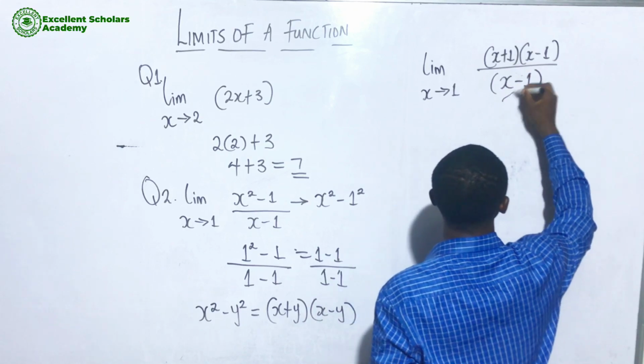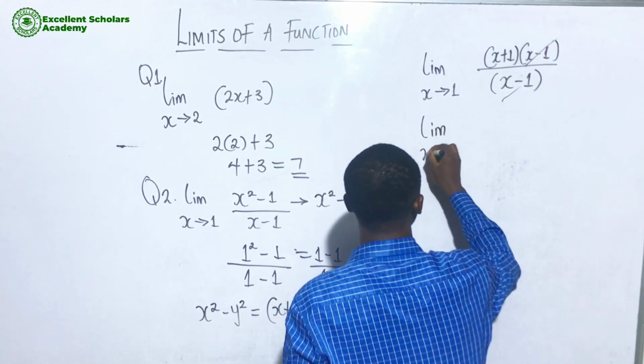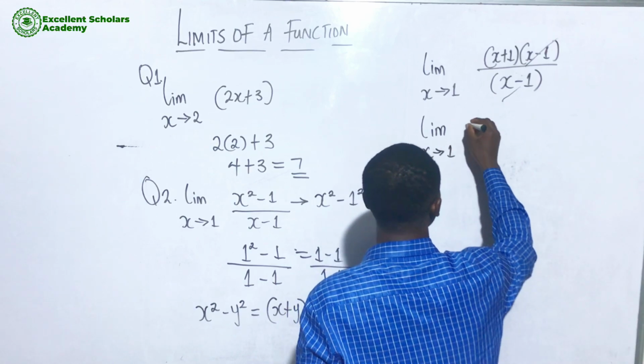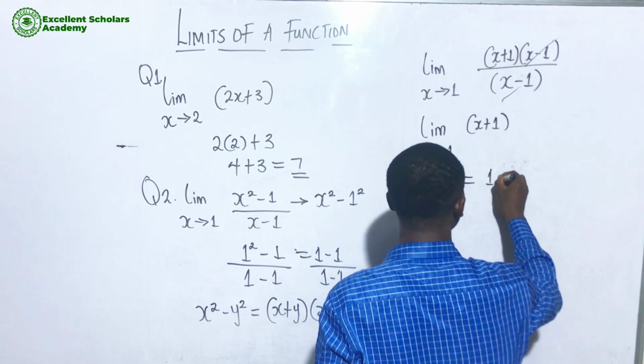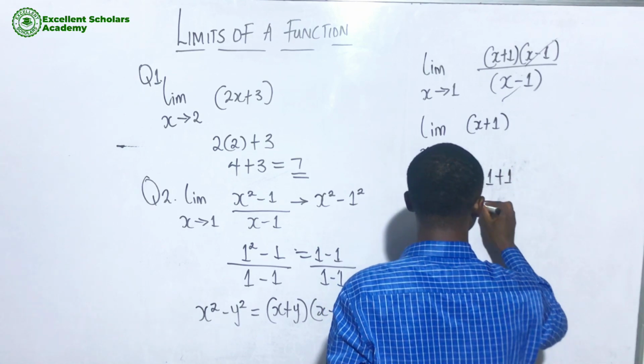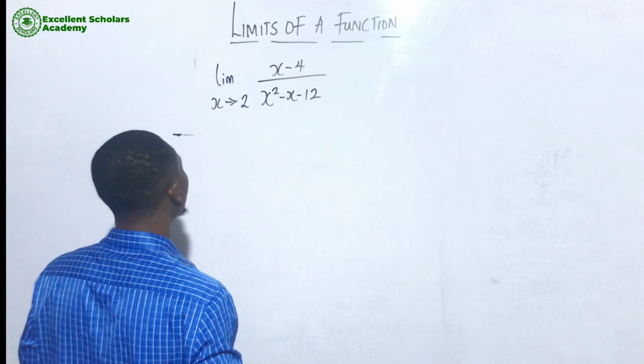And if you notice, this can cancel this. So you're left with the limit as x tends to 1 of x plus 1. So that becomes 1 plus 1, which gives us 2. And that's our answer. Okay?